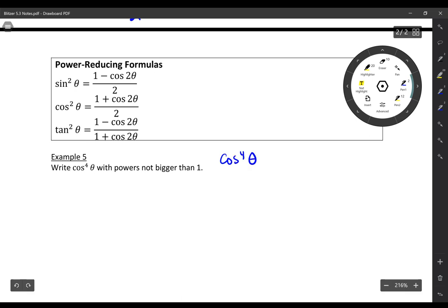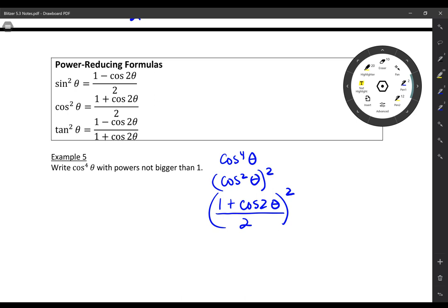I know it's going to be a long one. So cosine to the 4th power means I've got cosine squared and I've got squared again. I need this to be squared so I can use my formula. And cosine squared theta I can write as (1 plus cosine 2 theta) all over 2. And that entire thing's being squared.